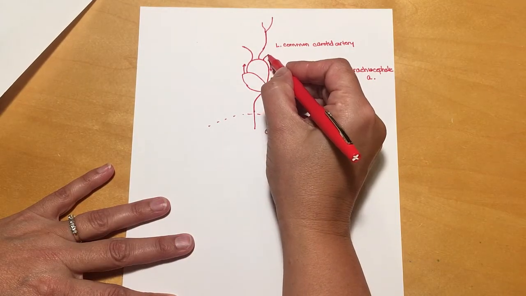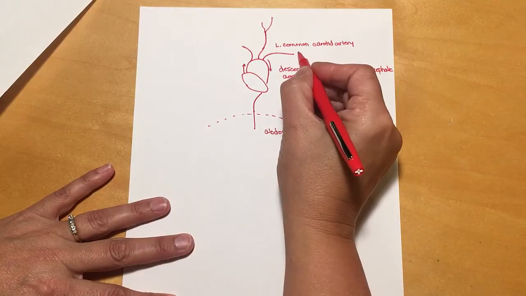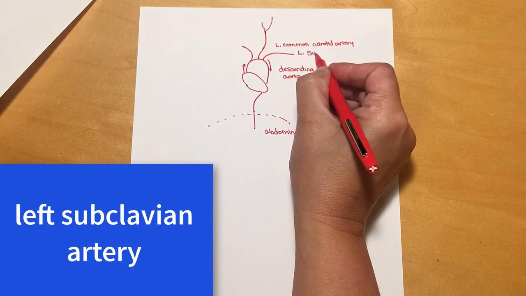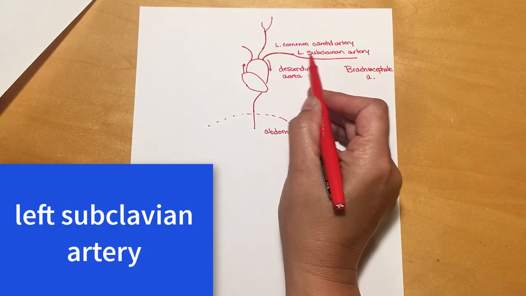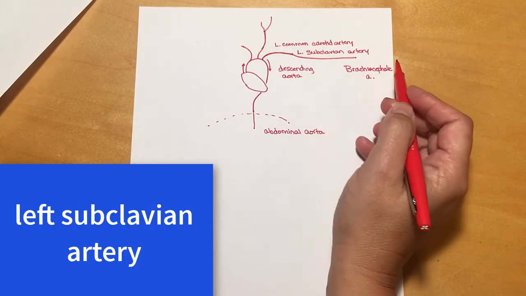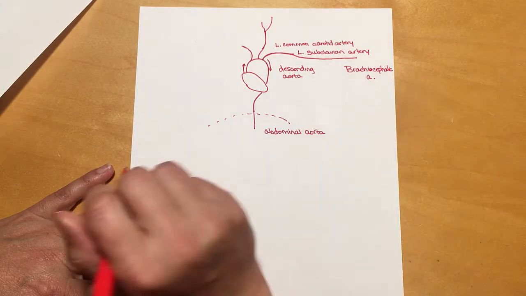Our last branch coming off, the third branch, is going to be the left subclavian artery. And think again, sub means under, clavian means clavicle. So it's going to go under the clavicle and out towards the left arm.